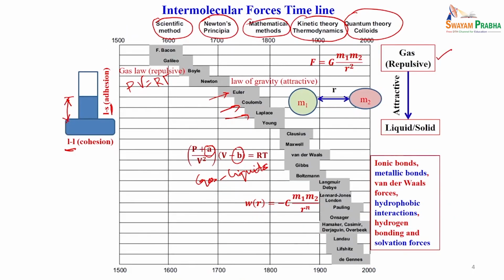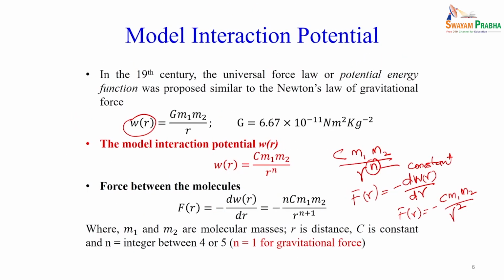If you go to the last slide, this is the same gravitational force. So what it suggested is, depending on the value of n, we can decide which type of intermolecular interaction this is. Like for n equal to 1, it is a gravitational force. Typically, gravitational force is always attractive. Gravitational force is always attractive in nature, and it is also a long range force.